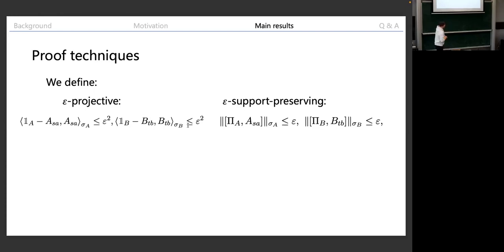How do you define this scalar product with the state? Yes. So it's the trace of X star Y.